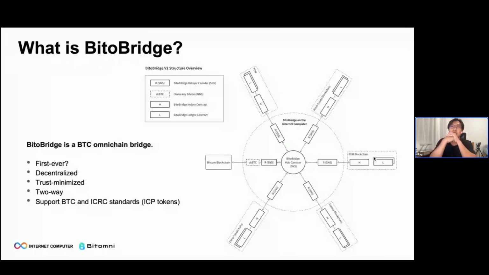Ledger contracts, it is safe to understand them as ERC20 contracts, which means ERC20 tokens on EVM blockchains. The helper contract manages all these ERC20 contracts. For example, if we want to support CHAT, the helper contract will do the work of generating a new ledger contract for CHAT and managing all the actions there. This is still a very high-level architecture of BitoBridge.